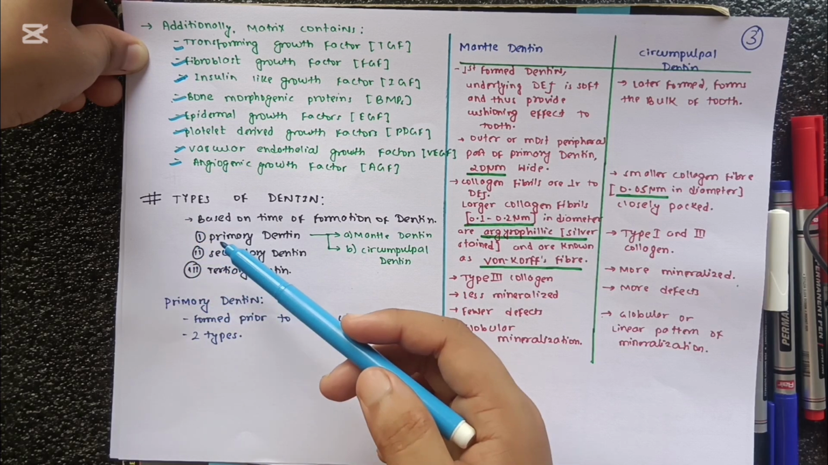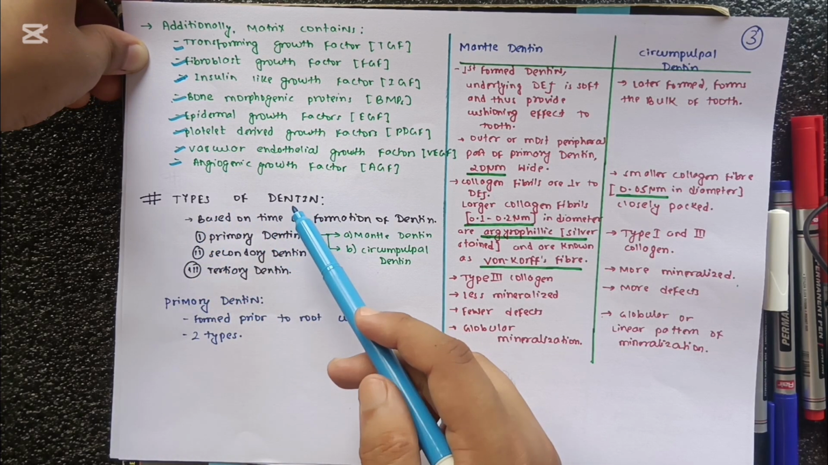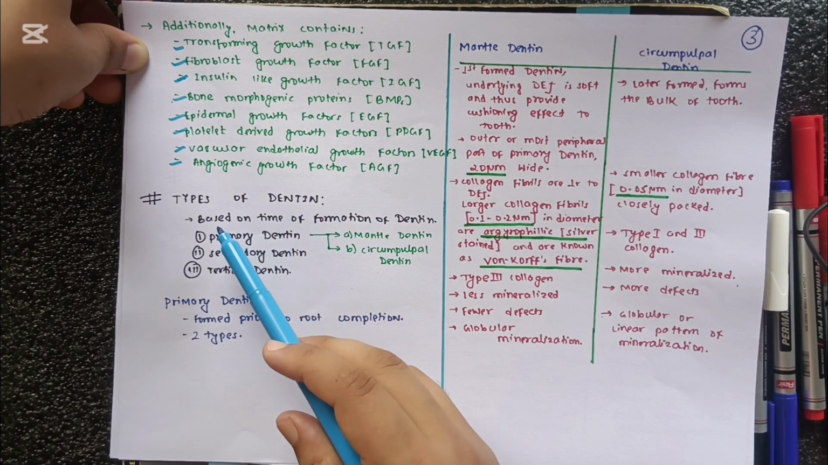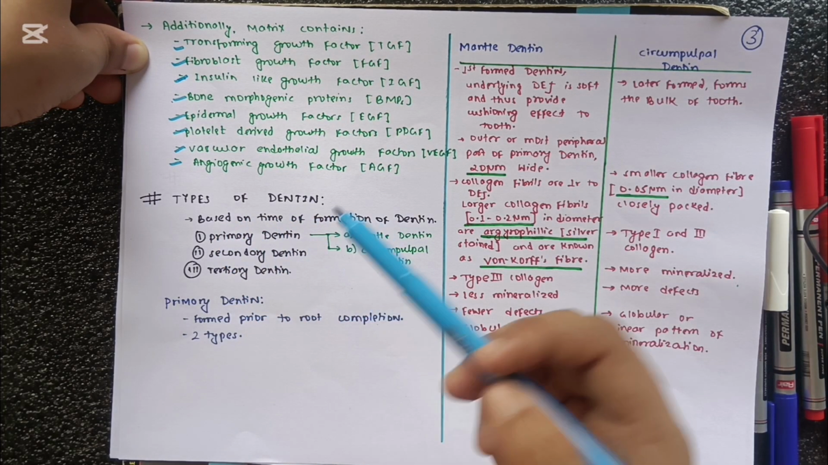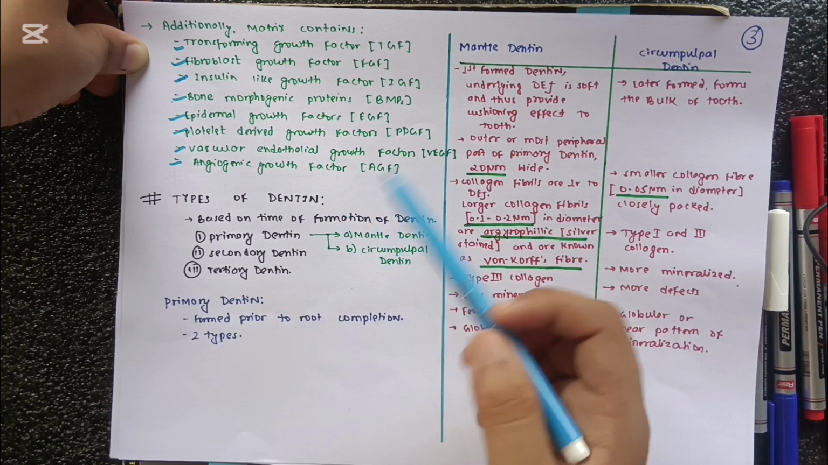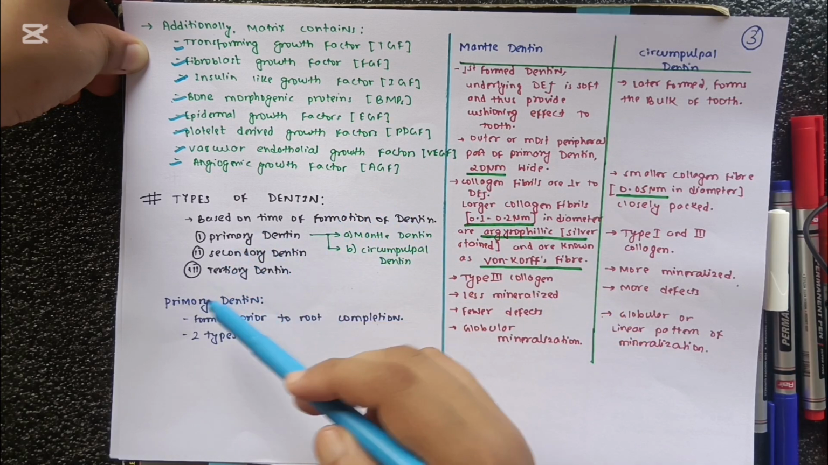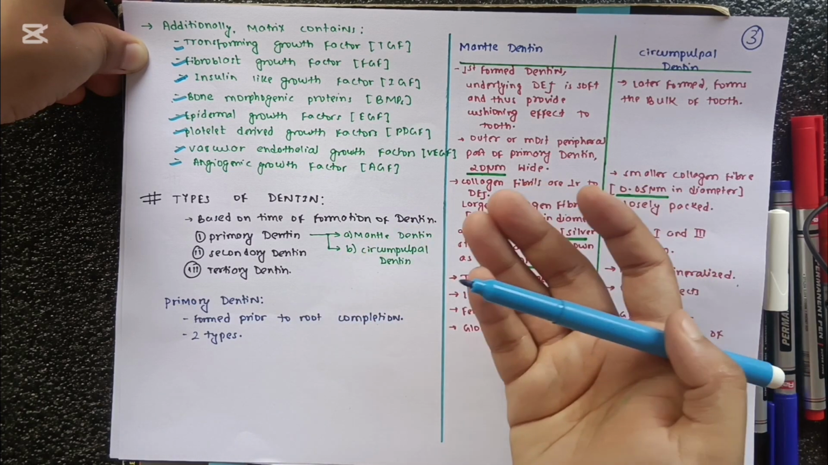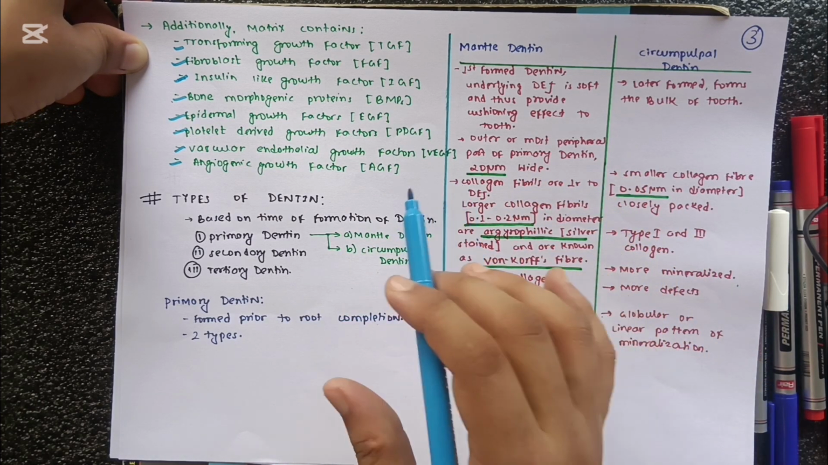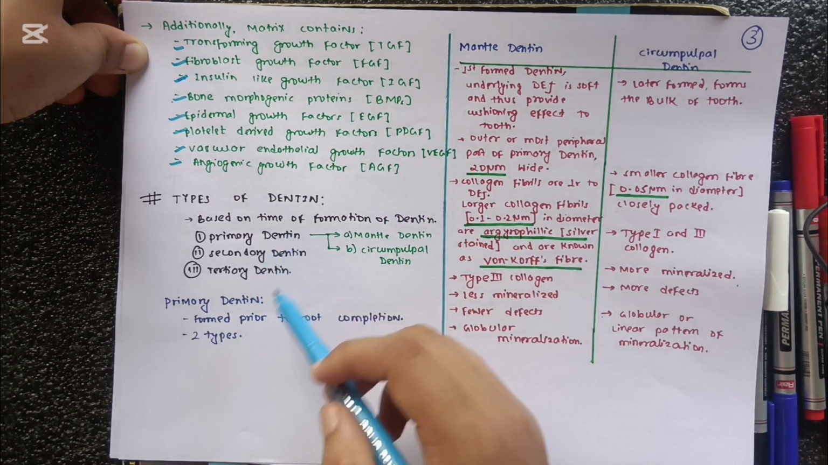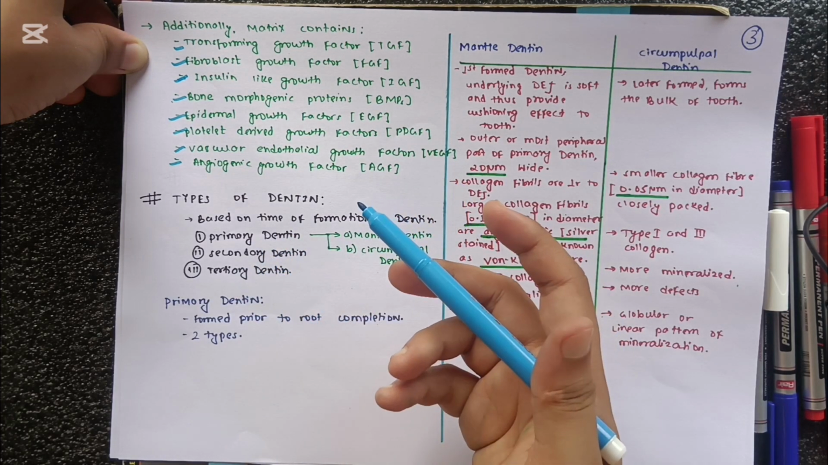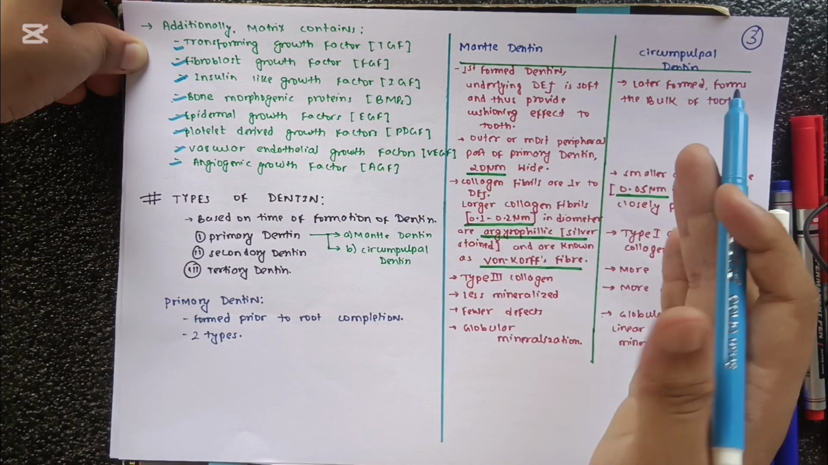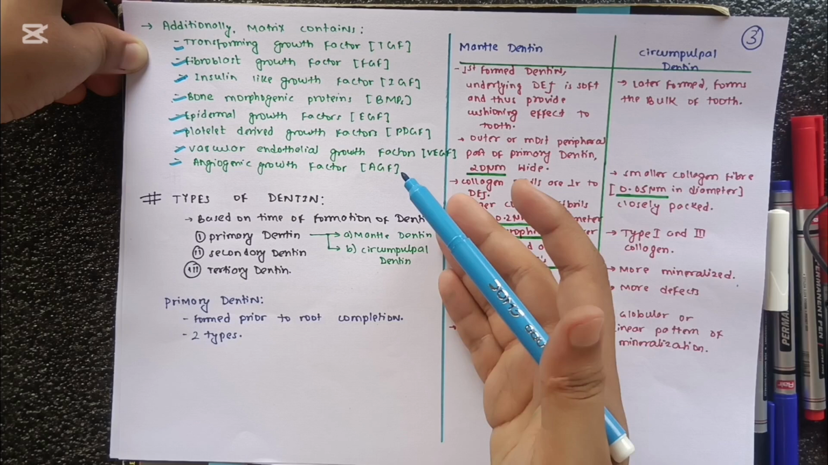Now our last section of today's video is the types of dentin, and it is the largest topic of today's video. In the types of dentin, we have classification based on the time of formation. In oral histology we will discuss these types, and in our conservative subject we can study infected and affected dentin also. For oral histology this much classification is more than enough, and in the conservative portion I will discuss the infected and affected dentin.